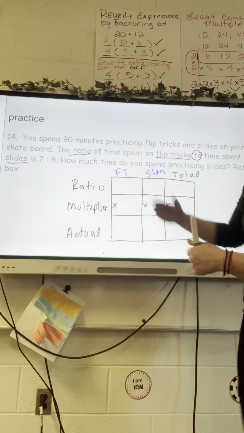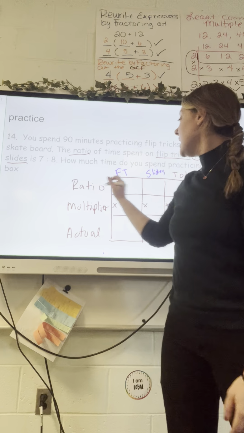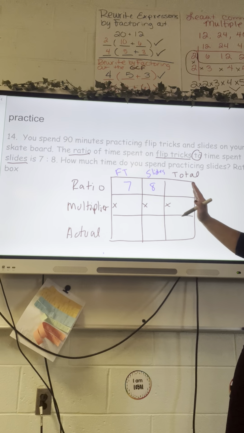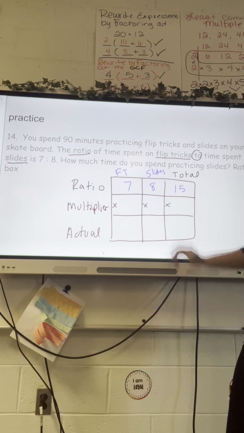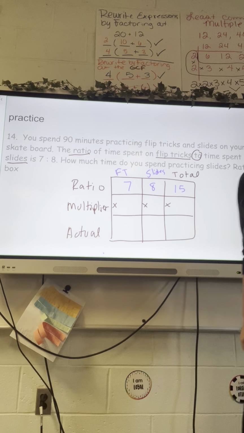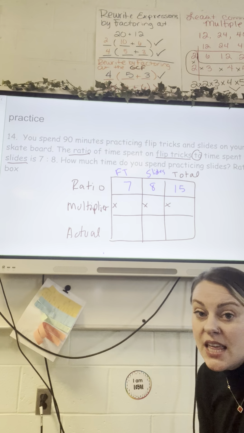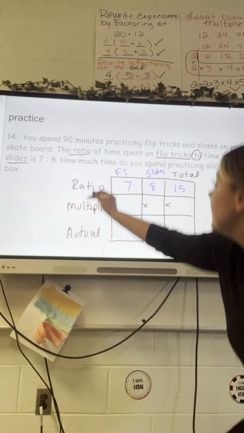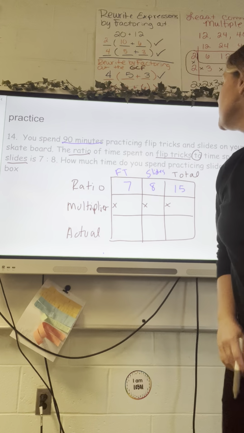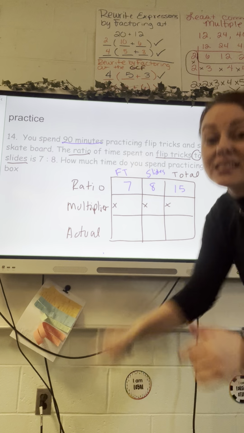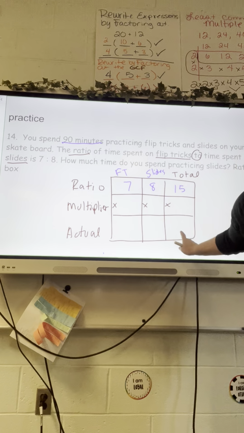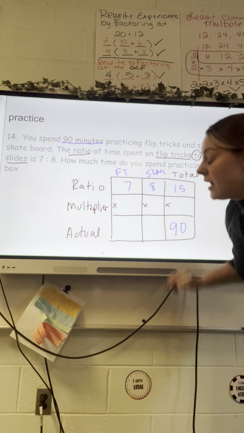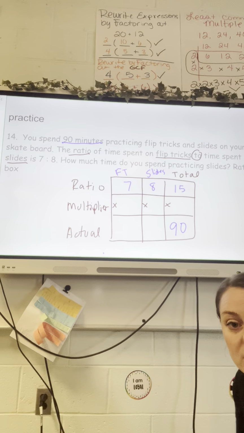And then I write the ratio. My ratio is 7 to 8. So 7, 8, and I'm just gonna add it right on across. Now, what other piece of information did they give us, and where does it go? Up here, we spent 90 minutes practicing flip tricks and slides. So that 90 is gonna go down here in the actual total amount of practice time. And then all you do is plug in now.